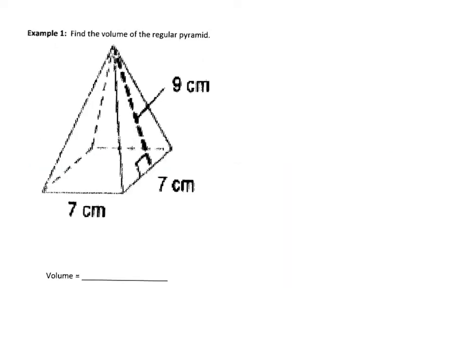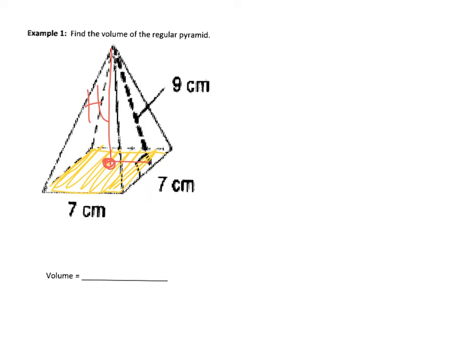Okay, so example 1, find the volume of the regular pyramid. It is required that you do shade the base, so identify what that base is. After you shade the base, identify what the height is. This is important. Note that it is the height of the 3D object, not the little height of the base. So capital H is this red piece.